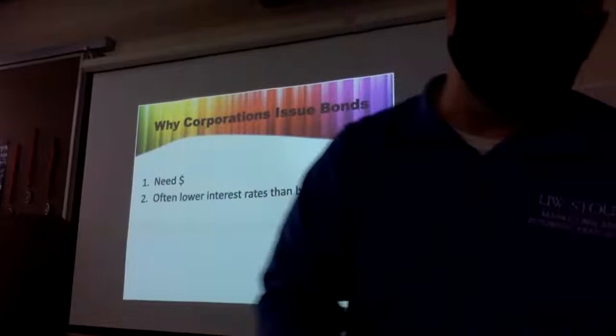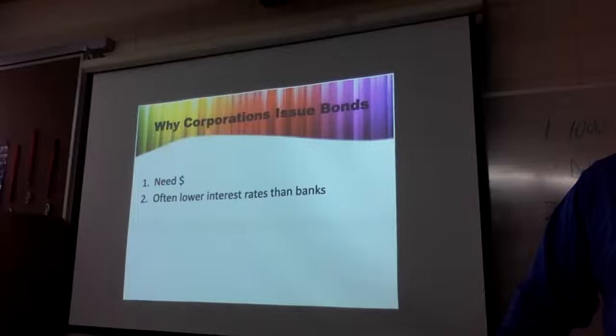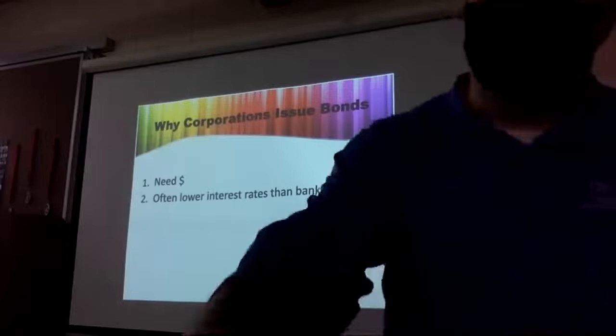So let's just say, for instance, that the Brewers want to build a new baseball stadium. And they go to several banks, and the banks are saying, great, we will give you a loan to buy a new stadium, and we're going to charge you 6.5% interest. Well, the Brewers are like, actually, we can get the money if we just sell bonds, and we can sell bonds at 4% interest, and people will buy them. So that's one of the reasons why companies might bond.